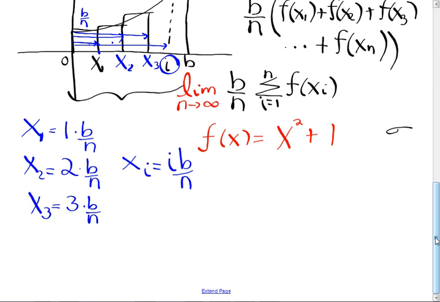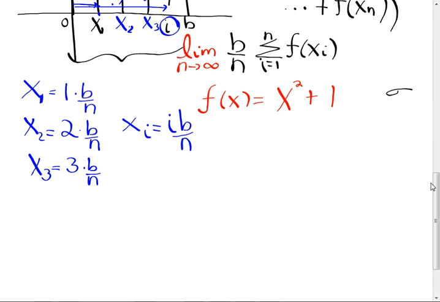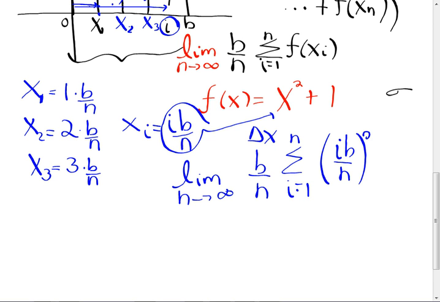So when I finally write up my complete Riemann sum, it's going to look really strange. It's the limit as n goes to infinity, and it's b over n, that's my delta x, summation i equals 1 to n, and my x is going to be this thing I'm going to put in for x. So it's i times b over n, squared, plus 1.